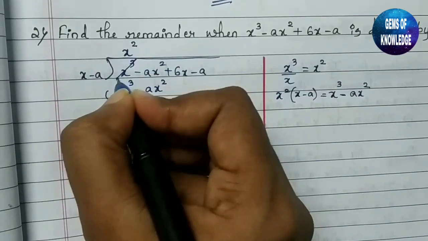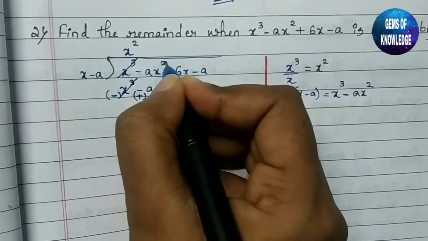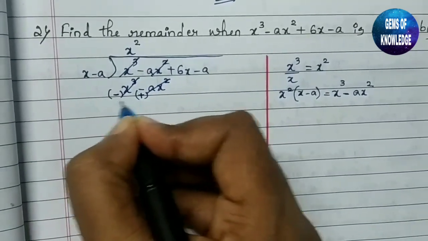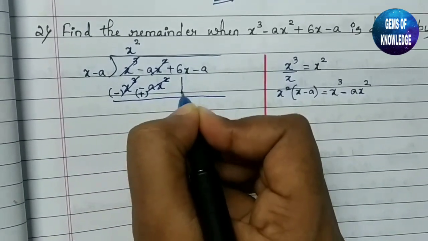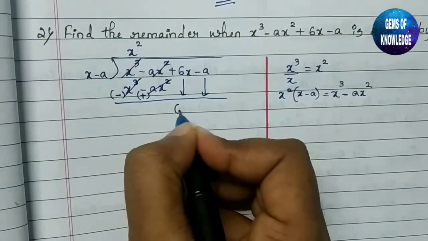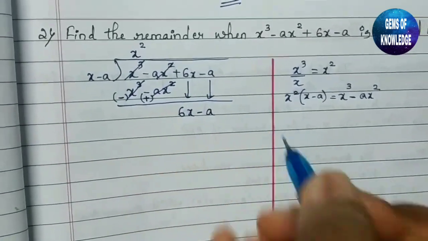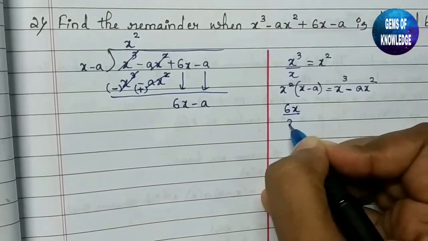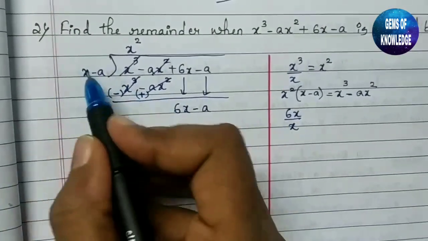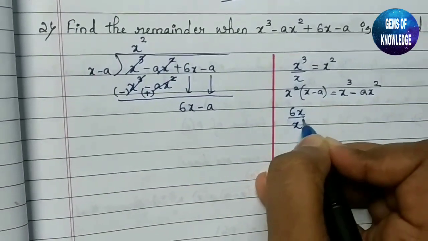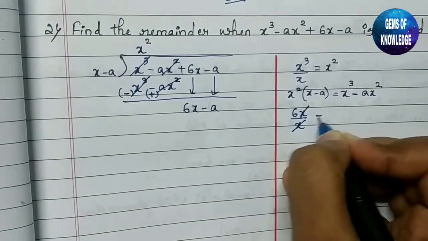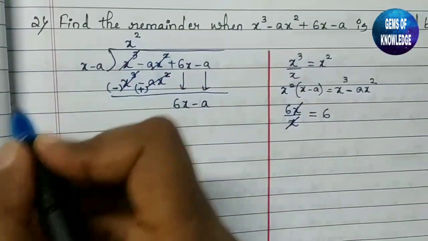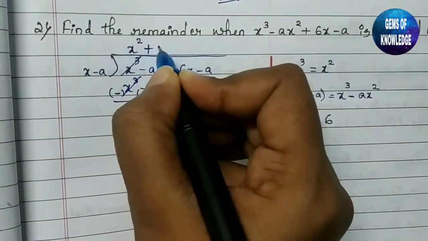So what you are getting, this and this will be cancelled, this and this will be cancelled, as this is minus and this is plus. So what will be remaining, the next two terms will be taken, that is 6x minus a. Now you need to divide 6x by x. This 6x must be divided by this x. So we are getting only 6 after cancelling this x and x. So it will be plus 6.